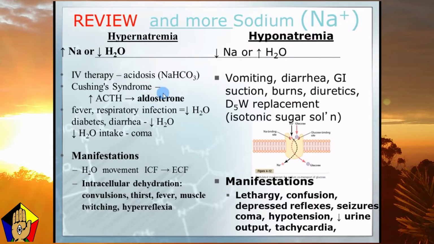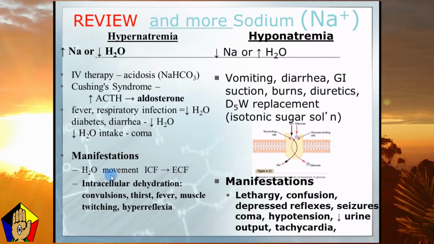Well, remember, aldosterone is pulling in the sodium. Things like fever, sweating, respiratory infections, these are causing you to lose water, making your salt go up. Okay. Diabetes, diarrhea, kind of like I talked about before, you're losing water. And then a decrease in water intake can actually cause hypernatremia too. So these are some possible causes.